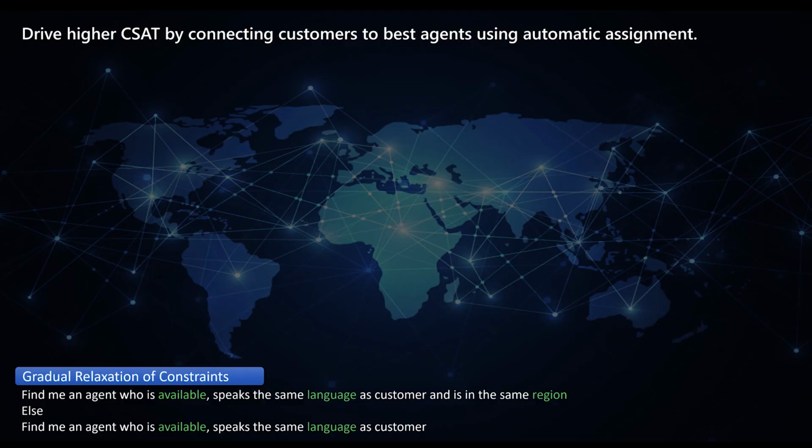Let's understand it with an example. For example, an organization has a desire to assign the work to the agent who speaks the customer's language and is in the same region as the customer. But in case no one is available in the region, only then they want to assign the work to an agent who at least speaks the same language, thereby relaxing the region constraint.